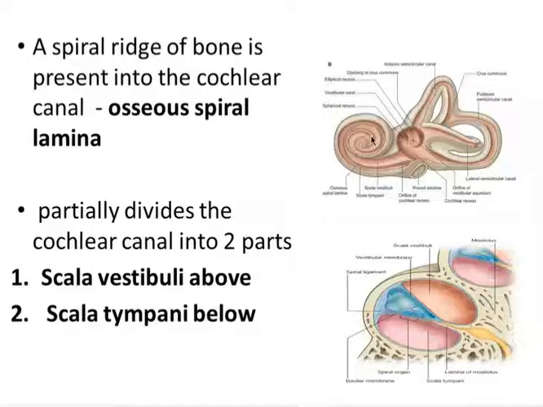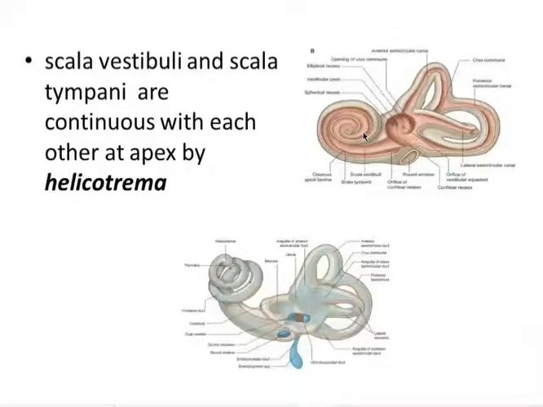Okay, now it divides the cochlear canal into the upper part, which is known as the scala vestibuli, and the lower part, which is known as the scala tympani. Now at one point, the scala vestibuli and the scala tympani are continuous with each other, and that point lies near the apex, which is known as the helicotrema. So that point where the scala vestibuli and scala tympani become continuous is the helicotrema.